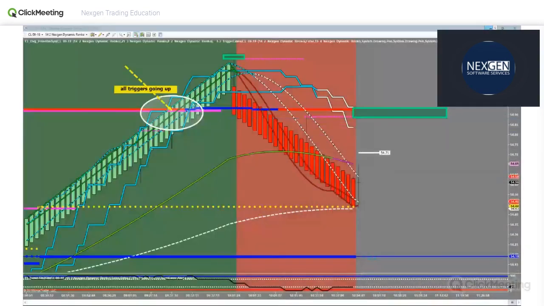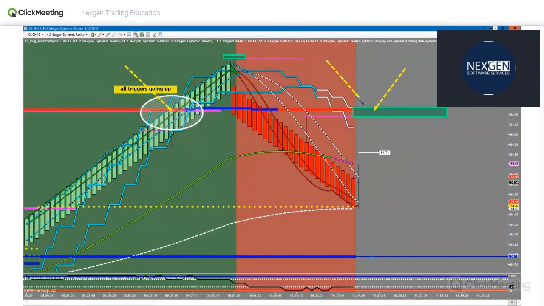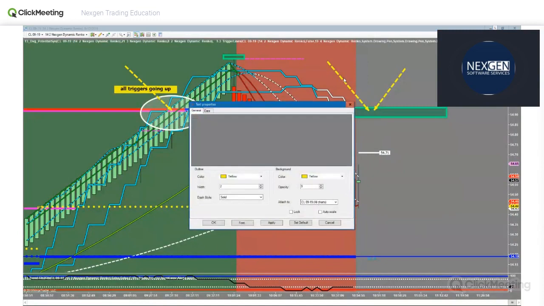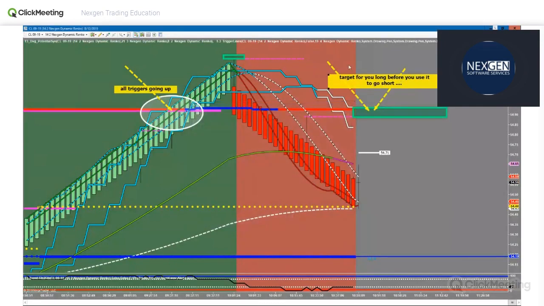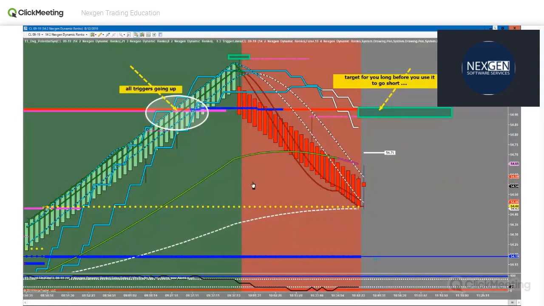We can already predict that this fib area up here is going to hold because of what the triggers are saying at that area before we even get there. Which means what? This is the target for your long trade. Everything is determined. Every support and resistance that we have, whether it's mid bands or fibs, can be determined by the trigger line configuration.